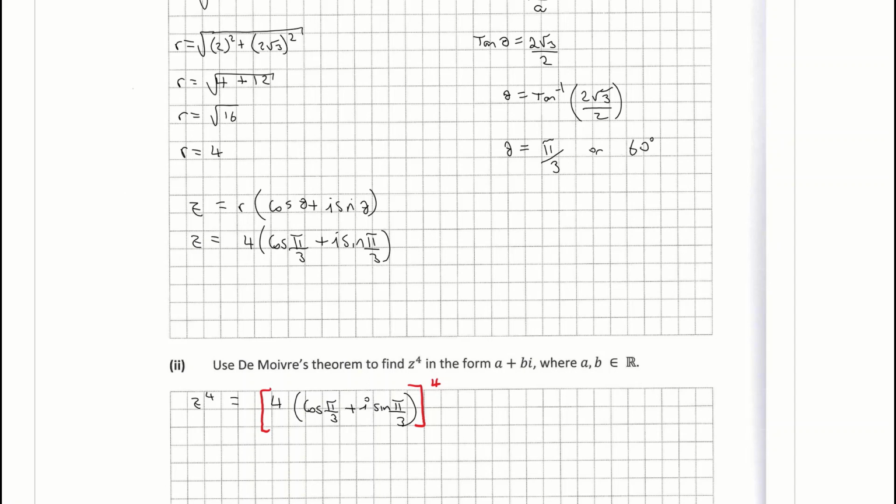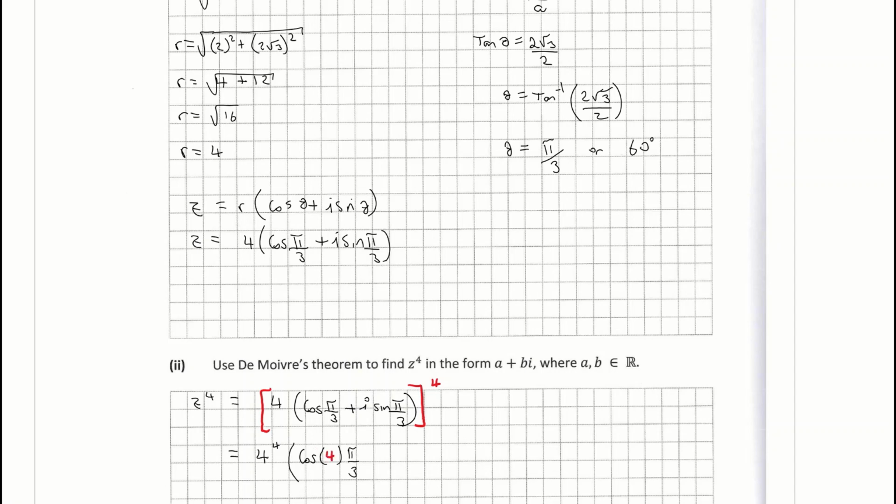And using de Moivre's theorem from my log tables, that is giving me 4. So I put the power, my n, to the r, so that's 4 to the power of 4. And I'm now multiplying it by cos n theta, n being the power, which is 4. And I multiply it by my angle.